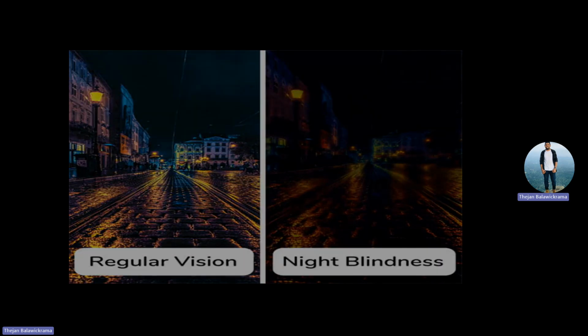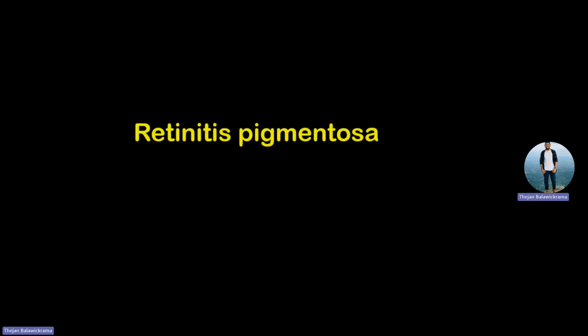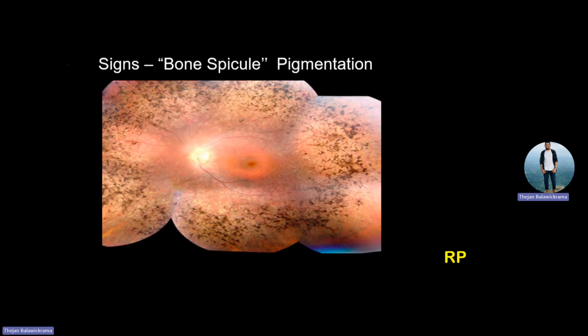This is how it looks in retinitis pigmentosa. Maybe the optic nerve becomes a little whitish and pale, and that's the macula. The macula area is basically not involved until the later stages, but this is what you see. These are called bone spicules. Bone spicules on the retina, in the periphery.